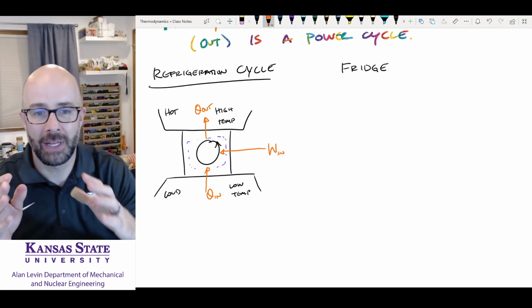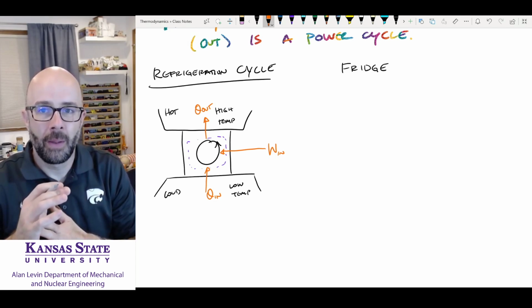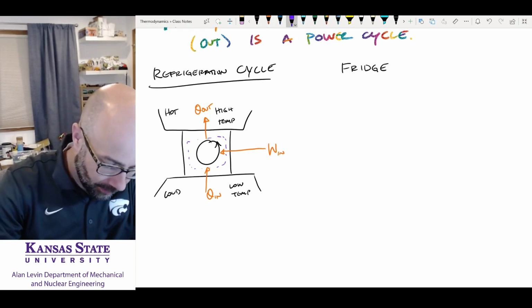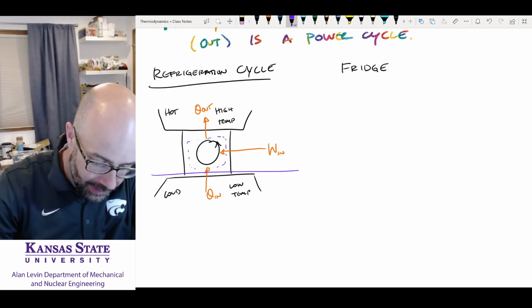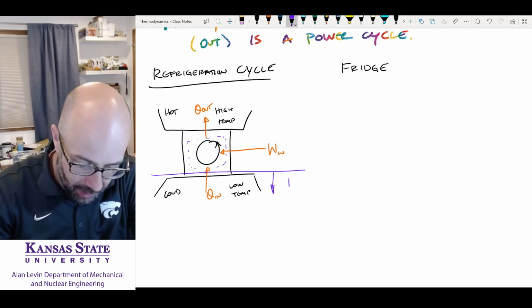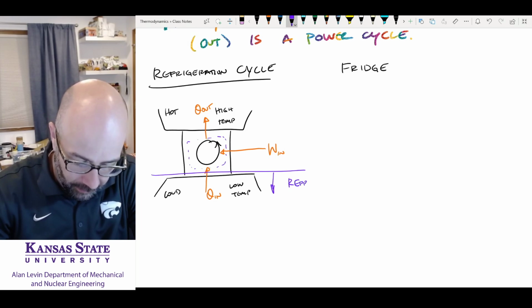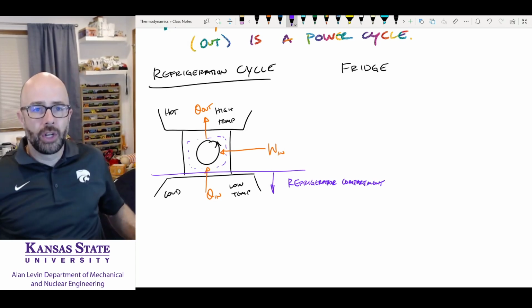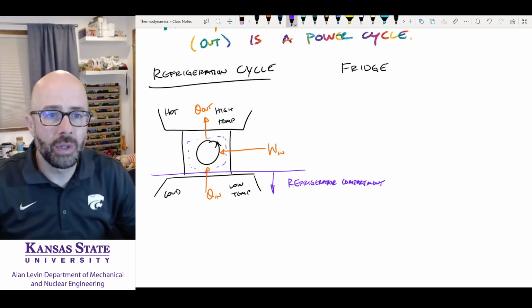So here's what's happening in your refrigerator. This cold reservoir, this here, is your refrigerator compartment. When you open up the door of your refrigerator, you're looking in at your cold reservoir, your low temperature reservoir.